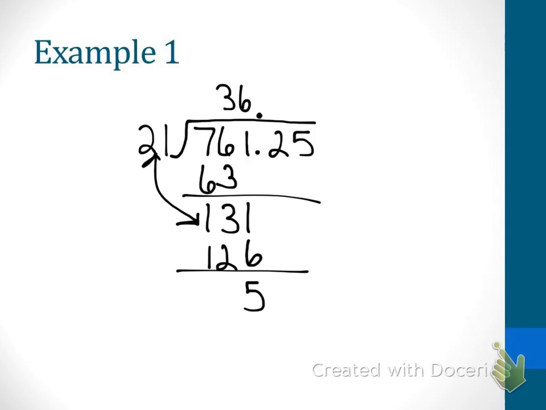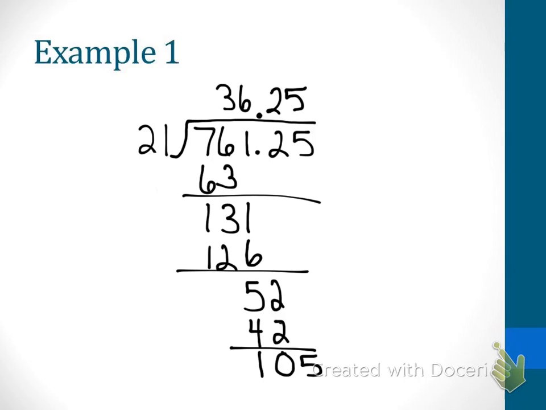Notice that I've already placed my decimal point in my answer. That's important because you don't want to forget, and remember, you just carry it up exactly where it is in the number. That's exactly where it goes in the quotient. Bring down your 2. 21 goes into 52 about 2 times. Multiply and subtract. And 21 goes into 105 5 times. Multiply it out, and it works out perfectly.